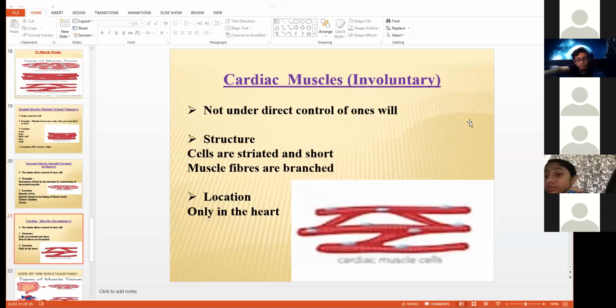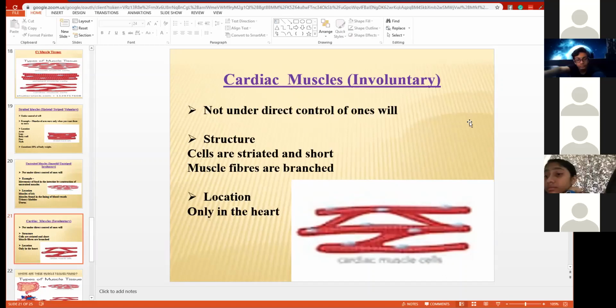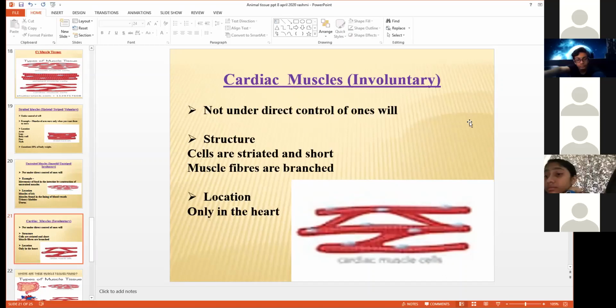Ma'am, is there any function of the deoxygenated blood in the body? There's no function of deoxygenated blood. The only thing it has to do is go back to the heart to get oxygenated via the lungs.